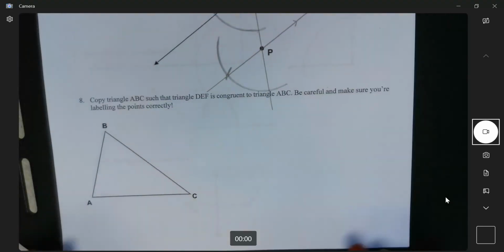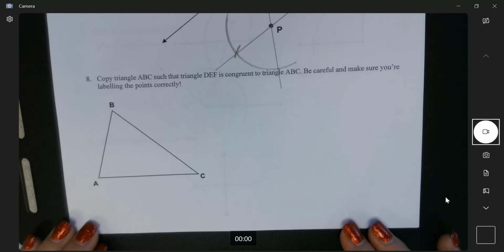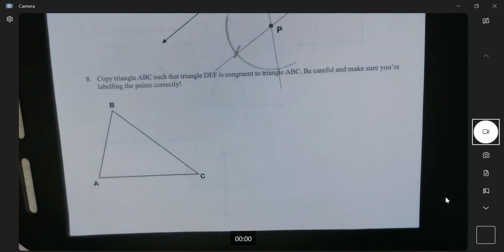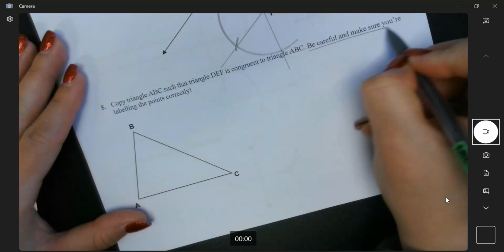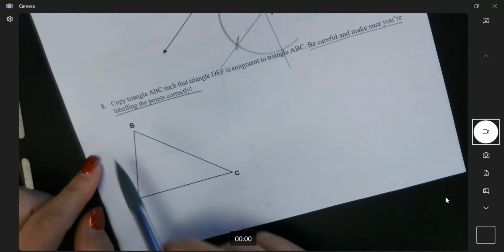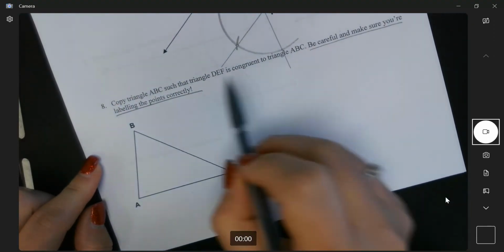All right, looking at number 8, it says copy triangle ABC such that triangle DEF is congruent to triangle ABC. Be careful and make sure you're labeling the points correctly. This little piece of information is really important, because we are given letters for each of the vertices of this triangle, and it has to match up with DEF. So we need to make sure that the vertices map up correctly.